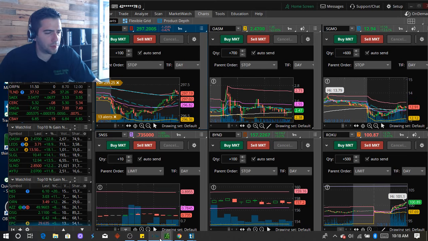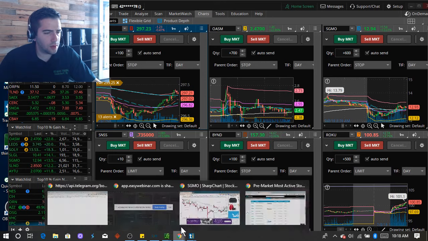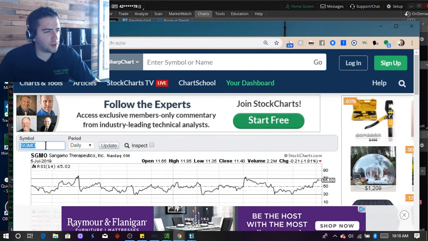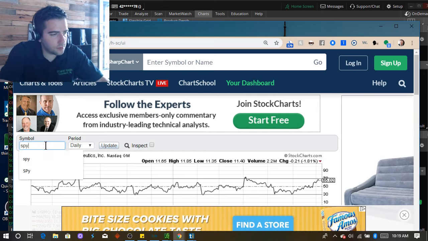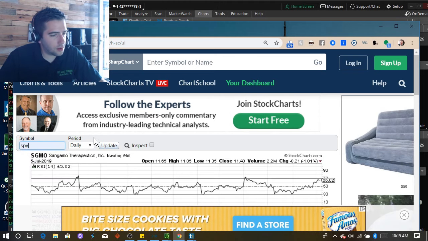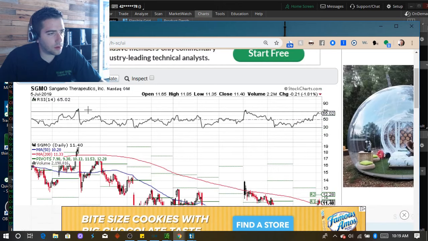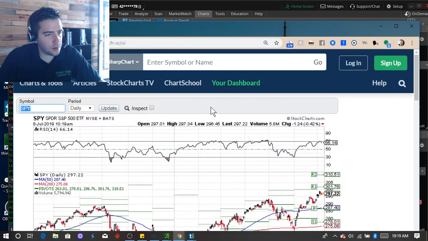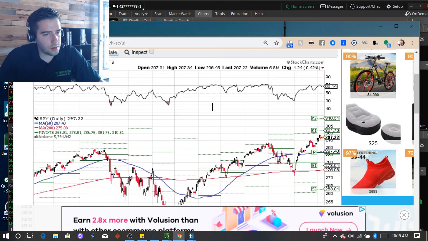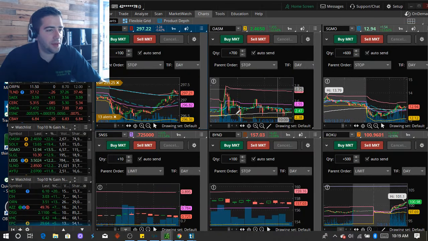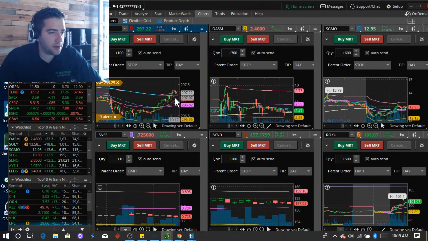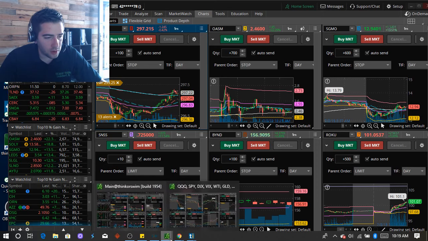Let me look at the rest of them. Actually, let me look at something else. Let me look at the pivot points on the SPY. I don't remember them right now. $301. I knew it was 301. So maybe it's still aiming for 301. Let's see if it breaks through this 200-day moving average, which is this white line here. I'm gonna leave the market alone today.